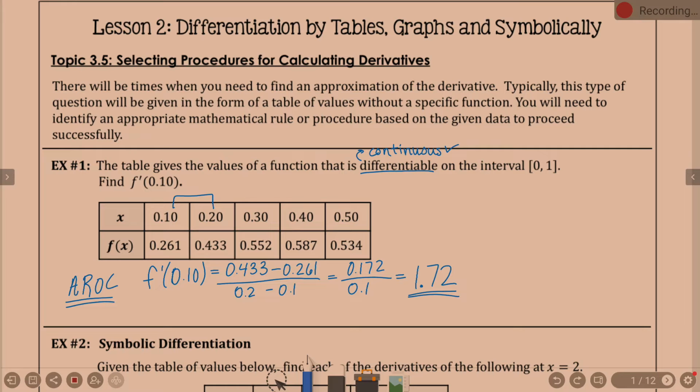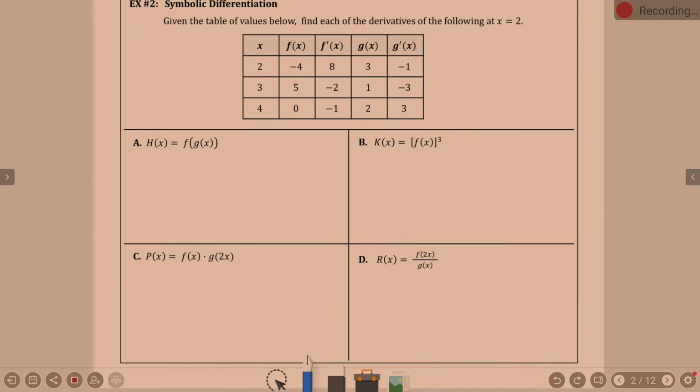Okay, example 2 if you're ready. Symbolic differentiation. Given the table of values, find each of the derivatives of the following at x equals 2. Each of these we're finding the derivative, and then we're evaluating it at 2.